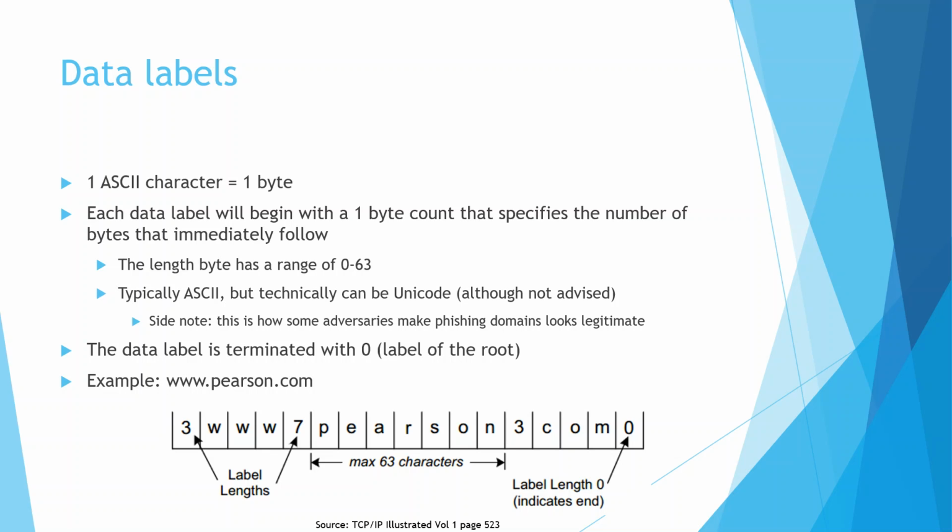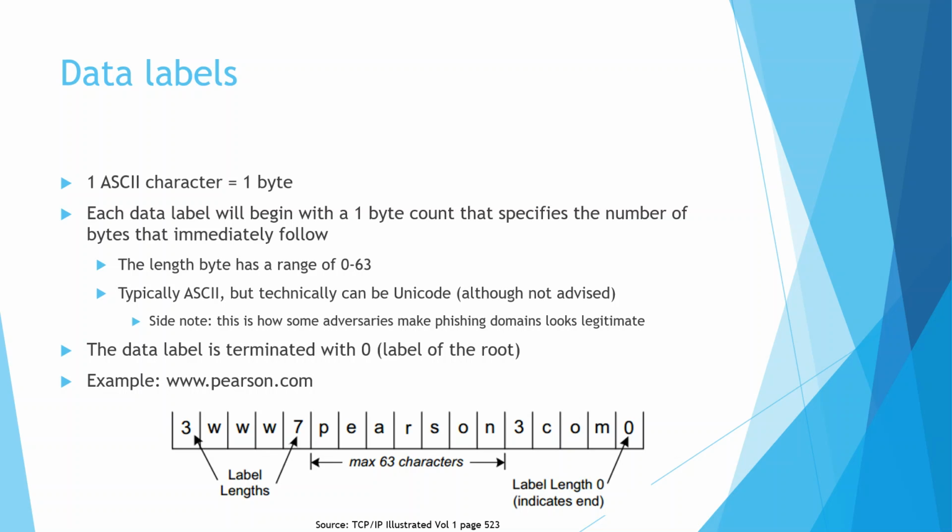Each label is going to begin with a 1 byte count that specifies the number of bytes that immediately follow. So the length can be from 0 to 63. Typically this is going to be ASCII, but technically it can be Unicode. As a side note, a little bit of a tangent, when we get into Unicode, that means we can use funky looking characters because the character set is expanded significantly.